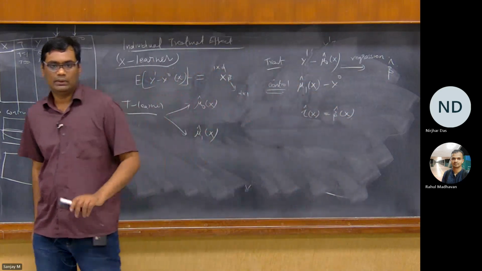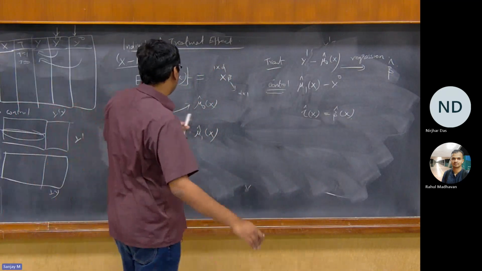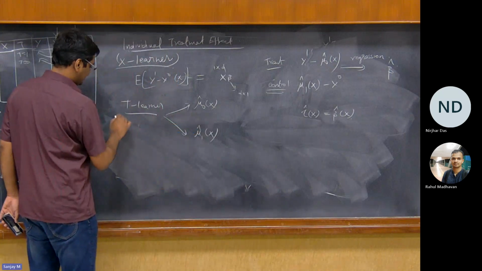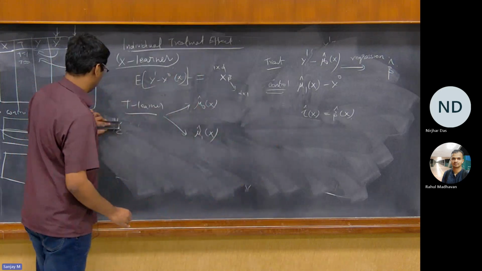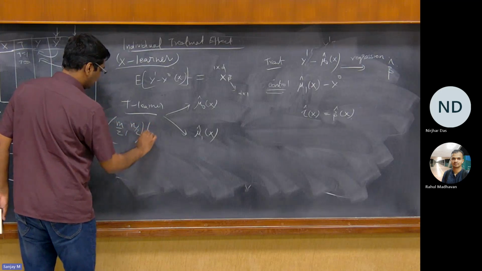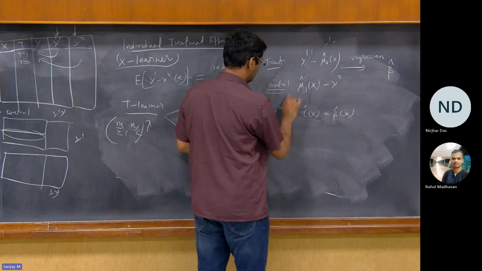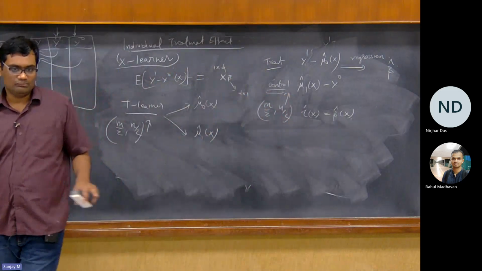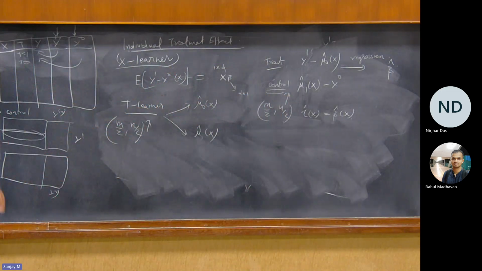The next regression is not done with the same samples. You divide the samples into half. Let me be very clear. You take n by 2 samples for this step, and n by 2 samples for this step. In practice you will let it overlap, but for theory I need some independence, so I just assume this. It's just a factor of 2 off. It doesn't change the scale. So this is called the X-learner.